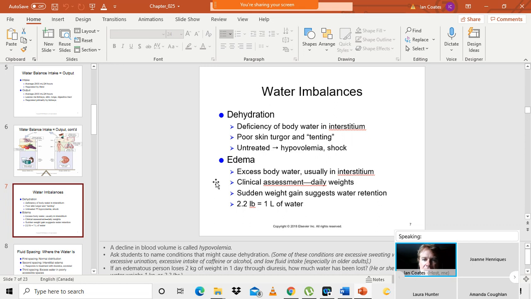So, edema, okay? Excess body water, okay? And what we're talking about here, maybe there's a sudden weight gain. And you know what I mean? If you're dealing with elderly people or dealing with anybody, you know what I mean?